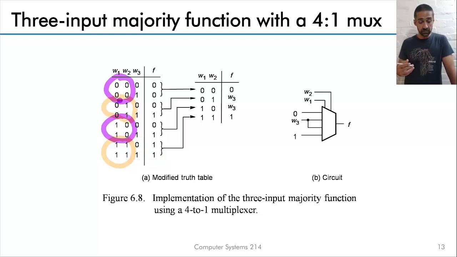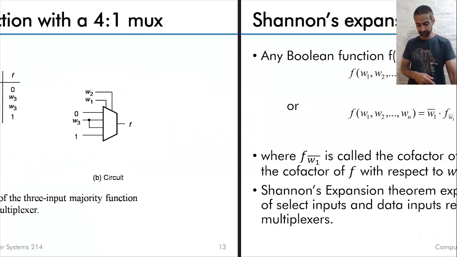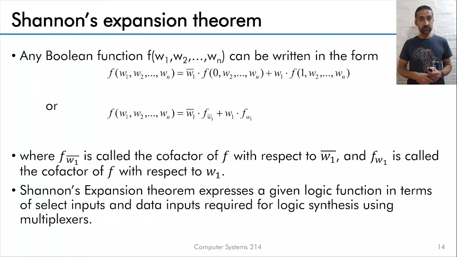So when we make this multiplexer, we're going to say it's a 0 for the 0-0 condition, it's a 1 for the 1-1 condition, and for the two middle conditions, it's just equal to W3. So that's a 3-input majority function implemented using a multiplexer. Hope you're still following this. Any questions? Okay, I'll take that as a no.